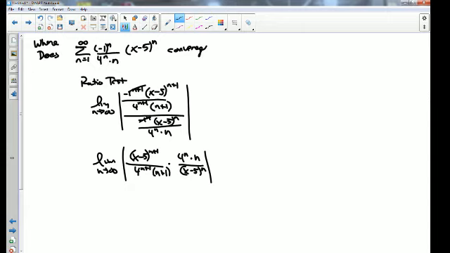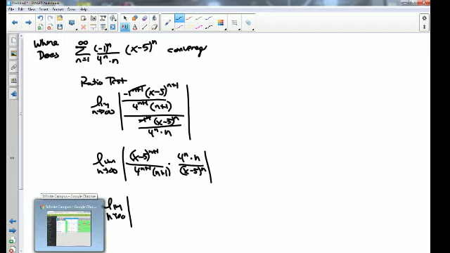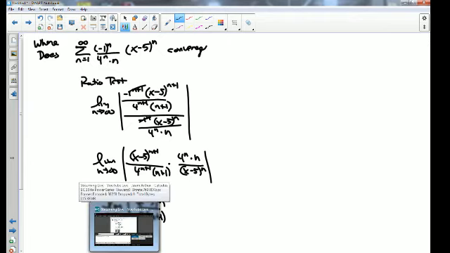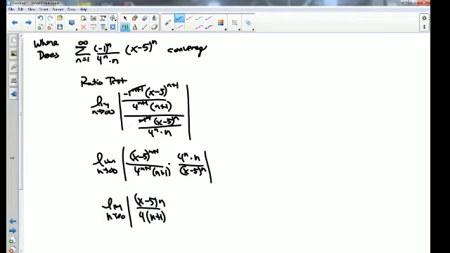So what's left over? x minus 5 to the first. The n's cancel. Then we got 4 to the n, and n plus 1, can't do anything about that. Right?